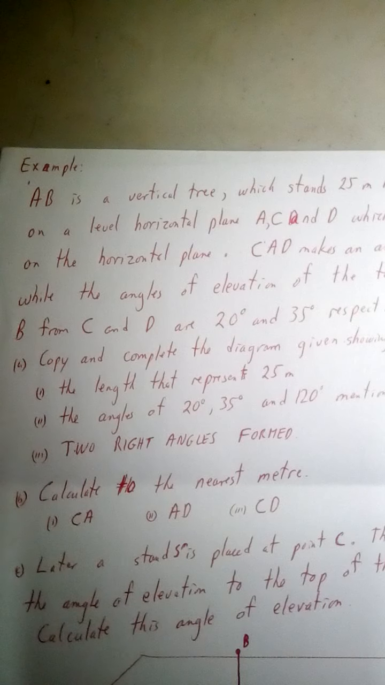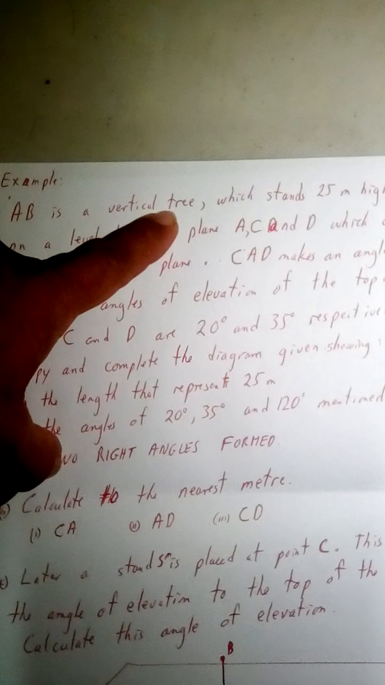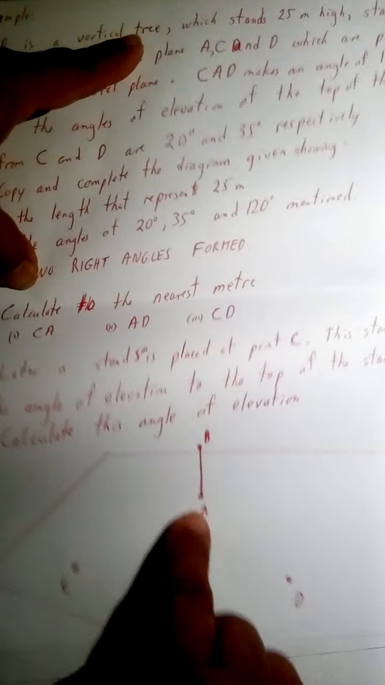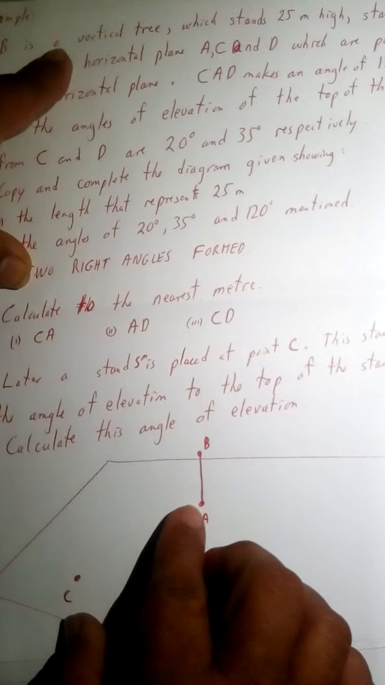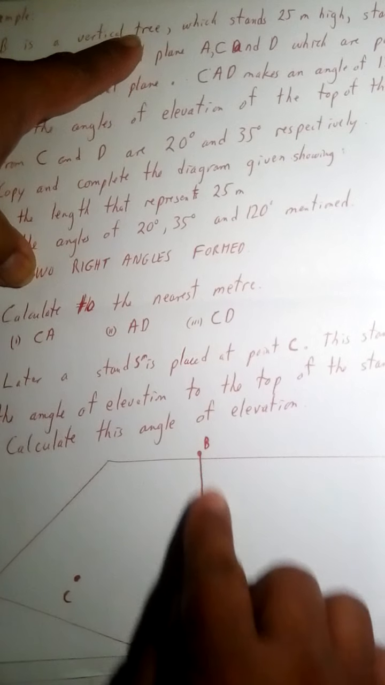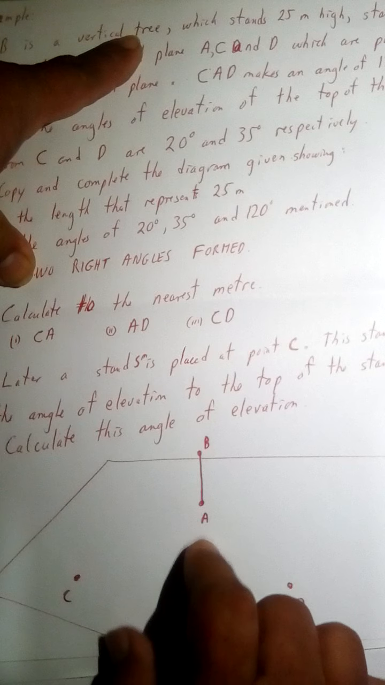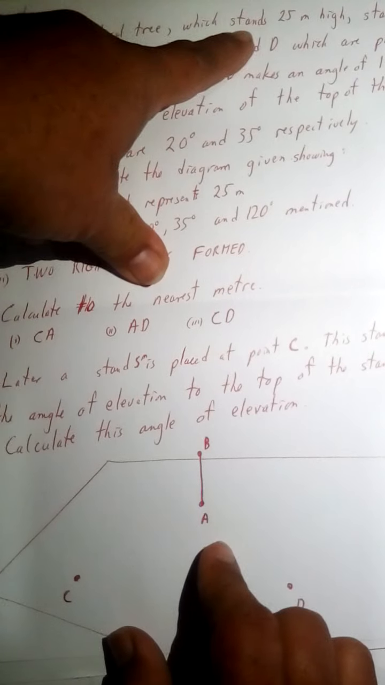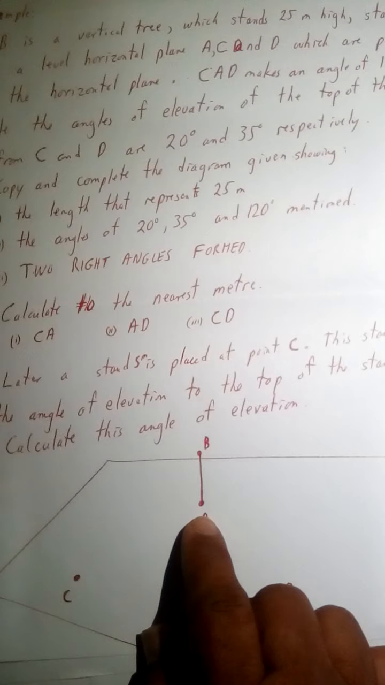Okay, here we have a problem that states AB is a vertical tree. So they're going to give you a diagram in this case. Here for this one you are being given a diagram. So AB is a vertical tree or a vertical tower or a vertical pole, whatever it is, but it's vertical. It stands 25 meters high. So from A to B is 25 meters height.